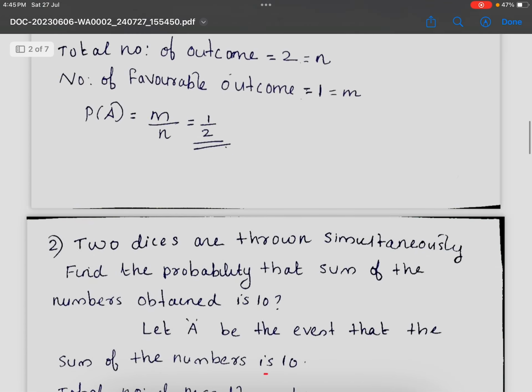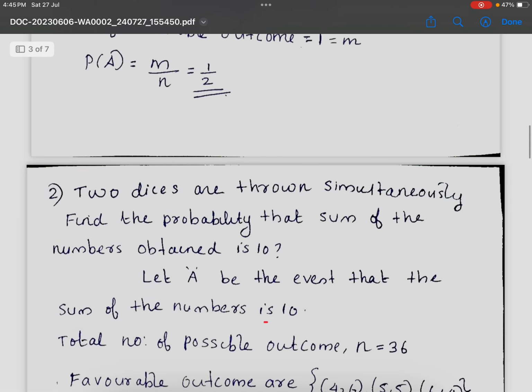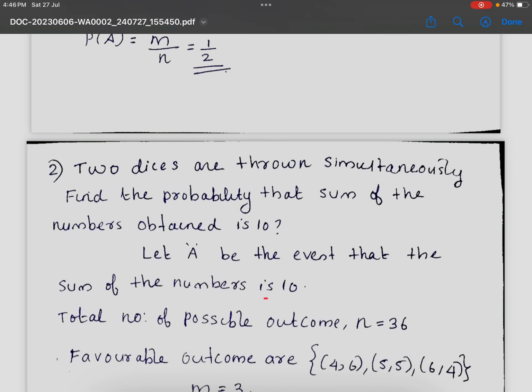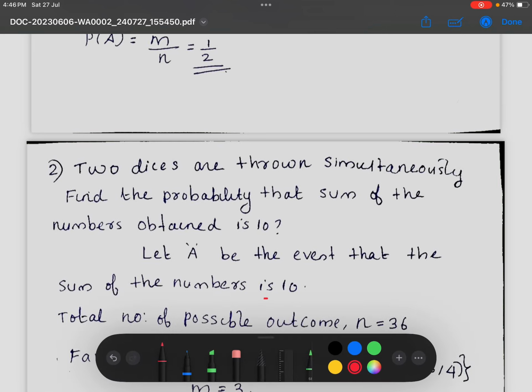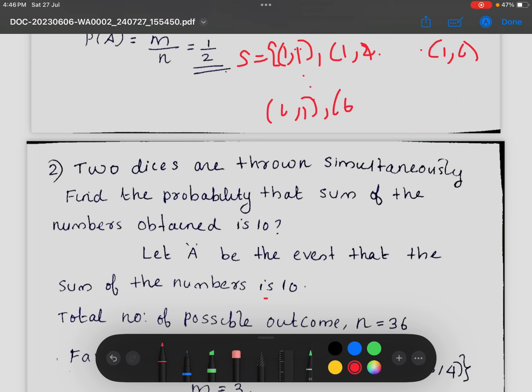Next question. Two dice are thrown simultaneously. Find the probability that the sum of the numbers obtained is 10. The sample space is (1,1), (1,2), etc., (1,6), then (6,1), (6,2), etc., (6,6). That is, the total number of possible outcomes is n equal to 36.